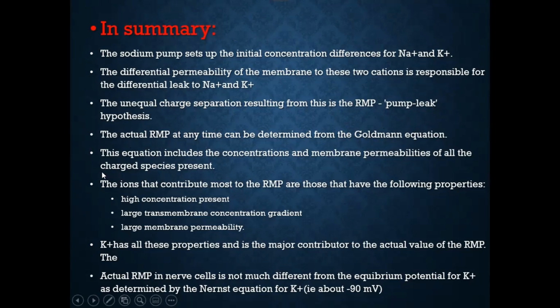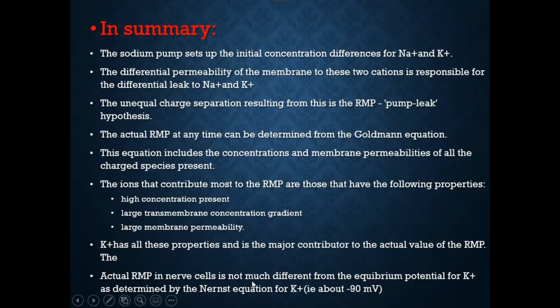Remember this for your MCQ. The equation includes the concentration and the membrane permeabilities of all the charged species present, meaning all the cations present. For concentration, potassium has a higher concentration intracellularly. For membrane permeability, potassium also has a higher permeability: concentration 30 times, membrane permeability 100 times. The ions that contribute most to the RMP are those with the following properties: higher concentration present, large transmembrane concentration gradient, and large membrane permeability. So potassium has all these things.